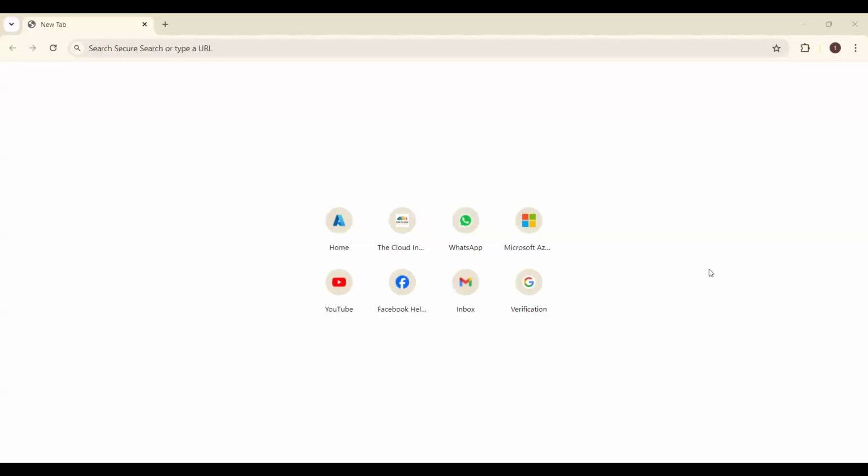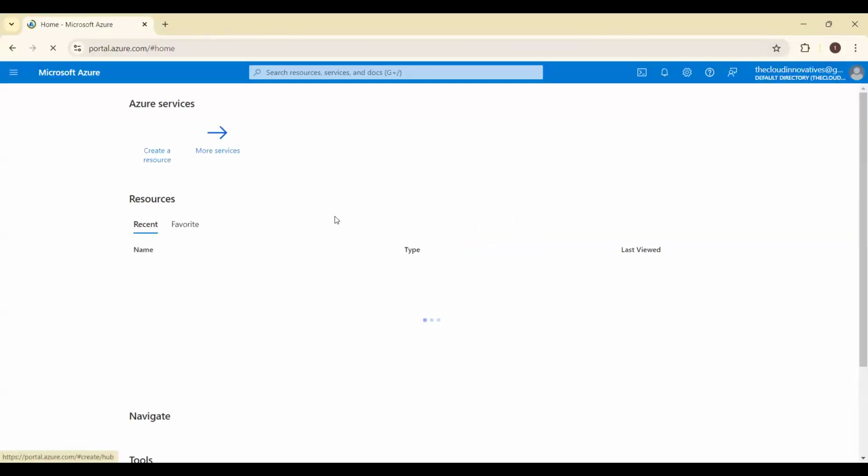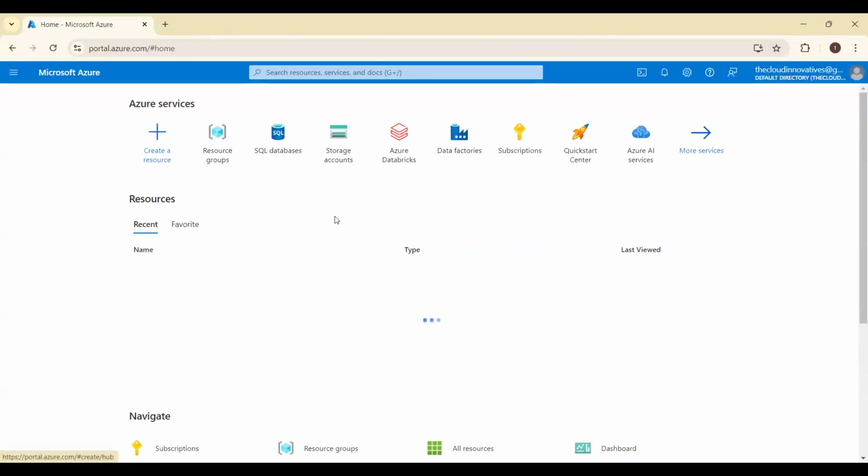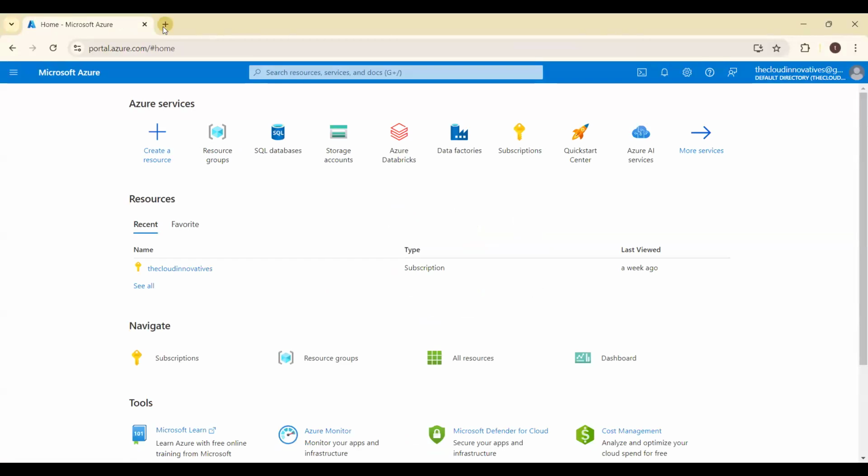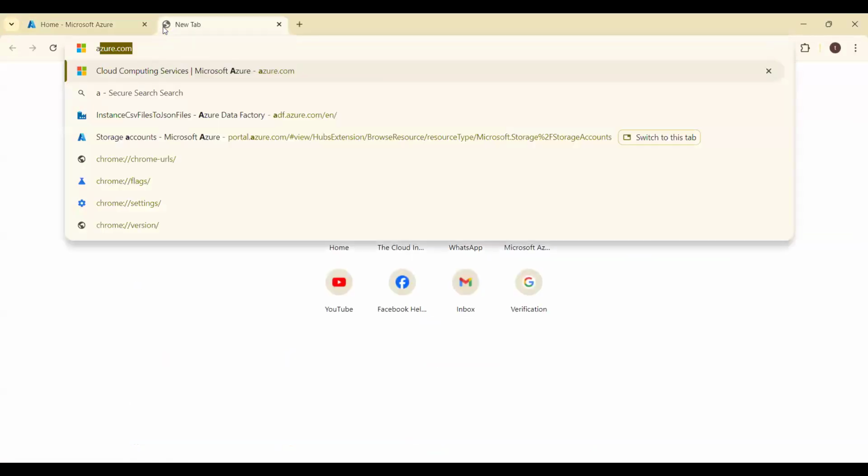I hope everyone is able to see the screen here, guys. Can you see? This is called portal.azure.com. This is the direct portal where we are going to work from now onwards. Can you see it? How do you get to this page? For going to this page, you have to use Azure.com.